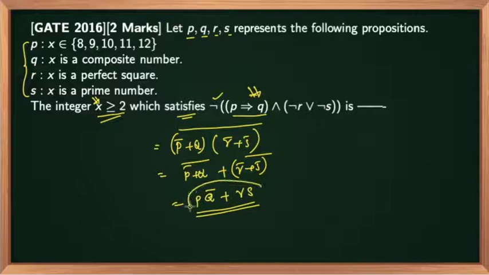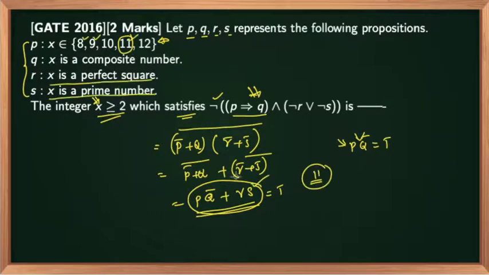Okay, so this condition must be true, right? This will be true if P Q bar is true. So what is P Q bar? Basically X should be from P, and Q bar says X is not a composite number, right? So if you see here, this is not a composite number, and it is in P. If you give 11 as the input, it satisfies both P and Q bar, right?